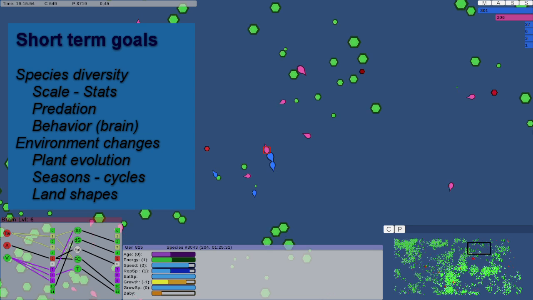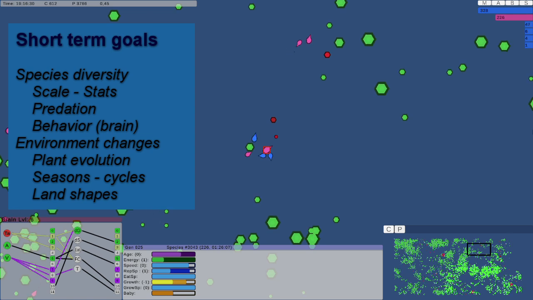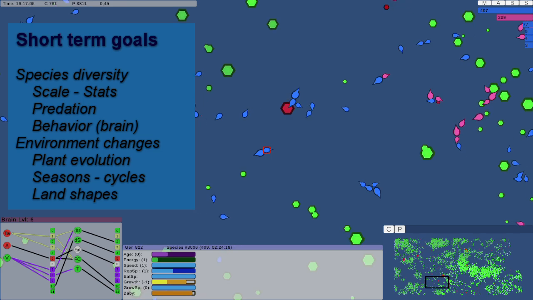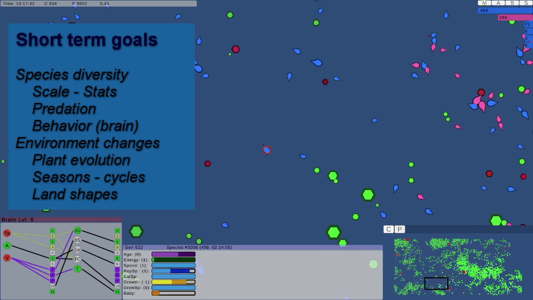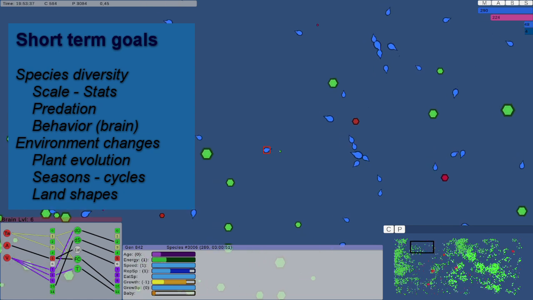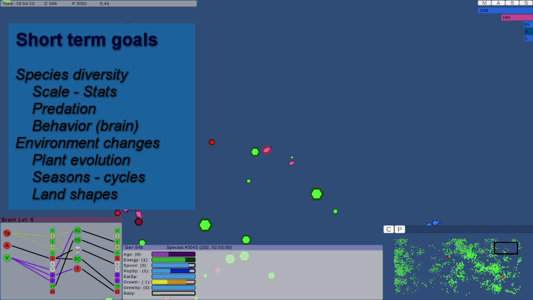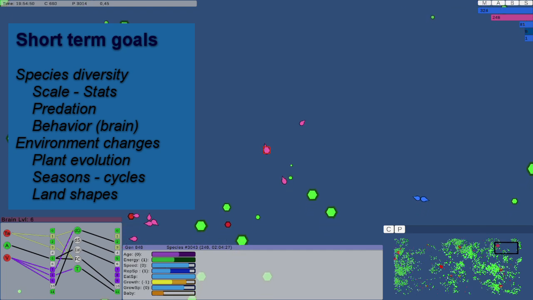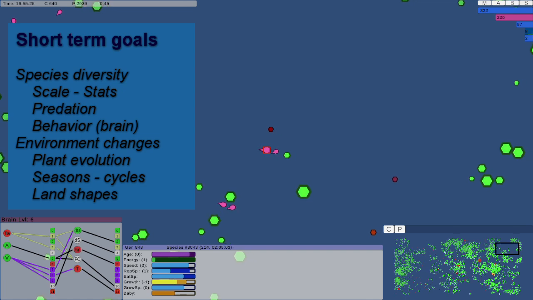In the short term, I want to focus on species diversity. Right now, all the species are competing for the dominant resource, so it's very likely that we always end up with one species dominating and all the others being driven to extinction. Ideally, I would want to see much more diversity in the species. In terms of their stats first, with fast ones and old ones, but mostly in terms of scale, I want to have very small ones and very big ones. I also would like to see predation becoming a thing, with some species eating the plants and others hunting the herbivores, and then the behaviors, which is mainly going to be driven by the brain.